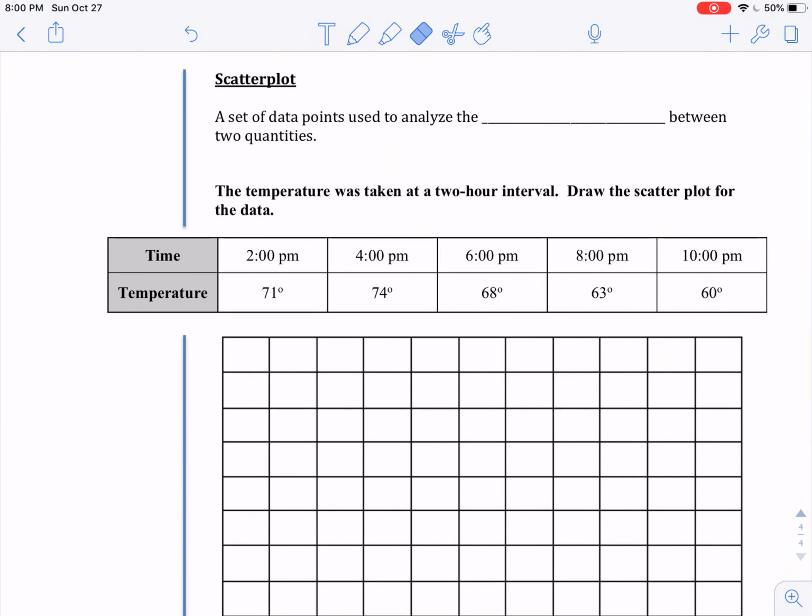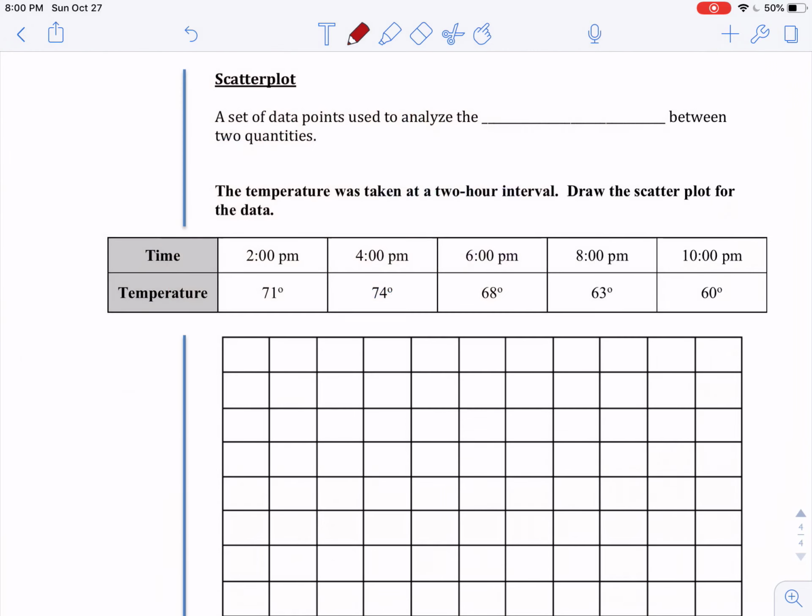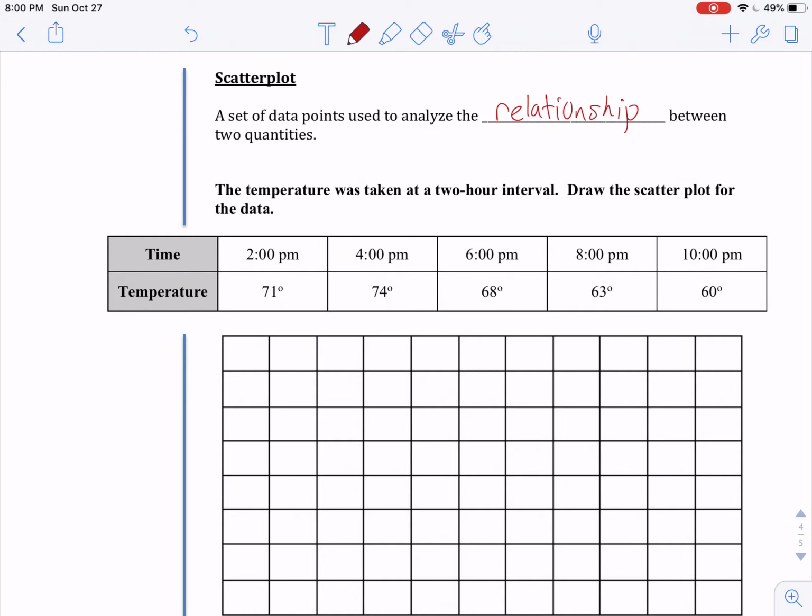Okay, last thing we're going to talk about today for the lesson, scatter plots. So a scatter plot, let me go to the cool colors here. Let's go right here. Yeah, there we go. All right, scatter plot is a set of data points used to analyze the relationship, the what? Relationship between two quantities. Okay, so it says the temperature was taken at a 2-hour interval. Draw the scatter plot for the data.